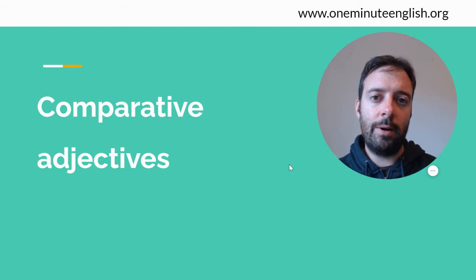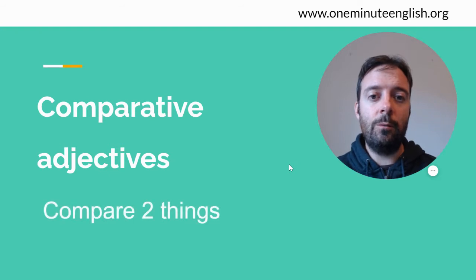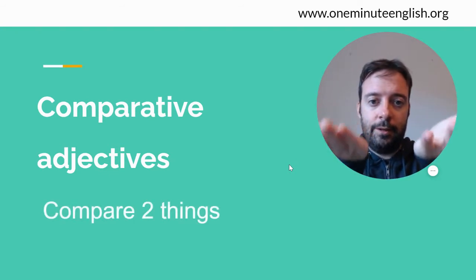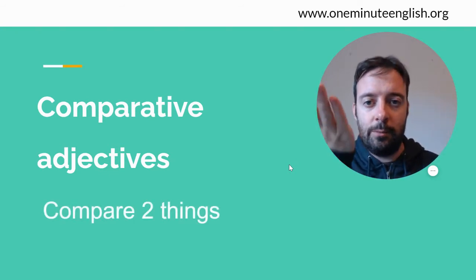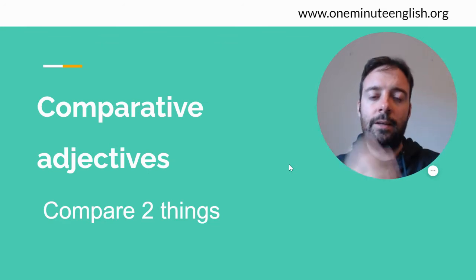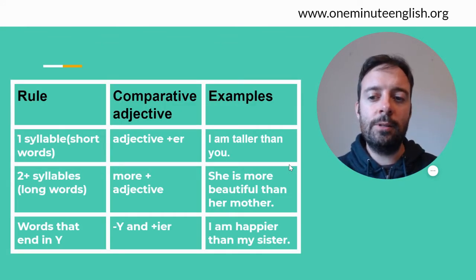So what are comparative adjectives and when do we use them? We use them when we compare two different things. You want to compare one thing with another thing. Let's look at the rules.